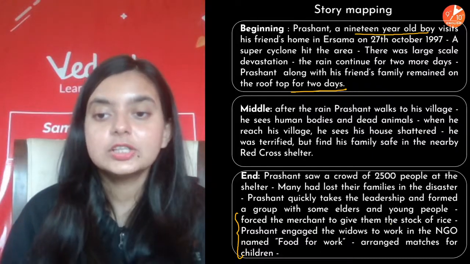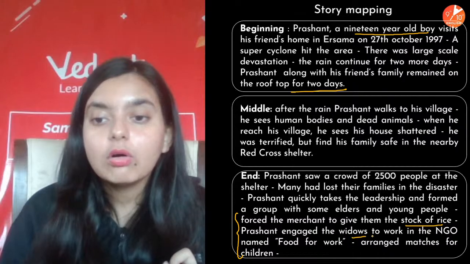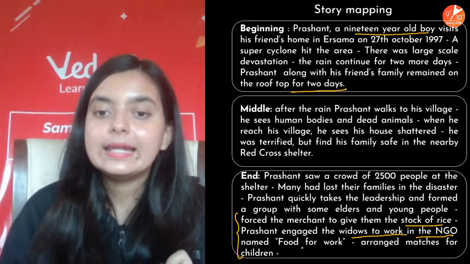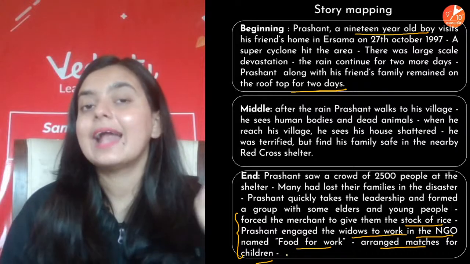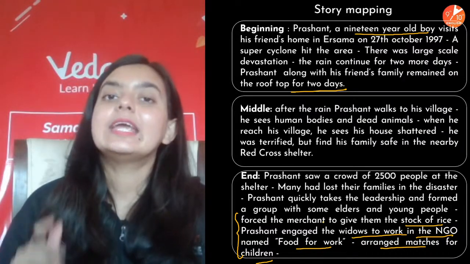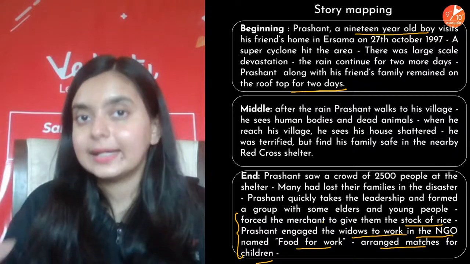He forced the merchant to give them a stock of rice, that is one. He also engaged the widows to work in the NGO named Food for Work. He arranged matches for the children. And point to be noted, guys, he also did not agree to set them separately.